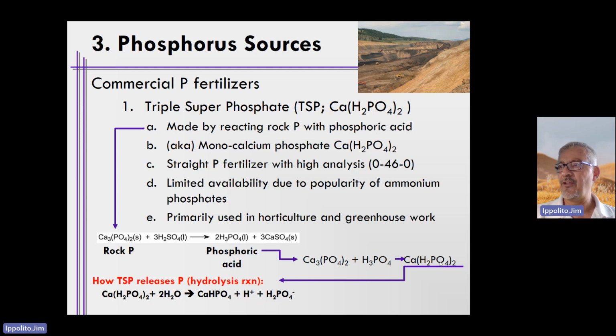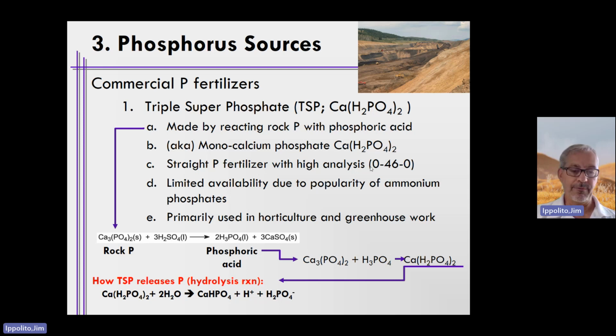Now, triple superphosphate, how is phosphorus released from this material? Triple superphosphate is relatively soluble, and it can react with water to form calcium phosphate plus a free hydrogen ion plus a free orthophosphate, H2PO4. And in fact, CaHPO4 can likely dissociate depending on the soil pH and release another orthophosphate. Interesting. Very interesting. So this is also known as monocalcium phosphate.